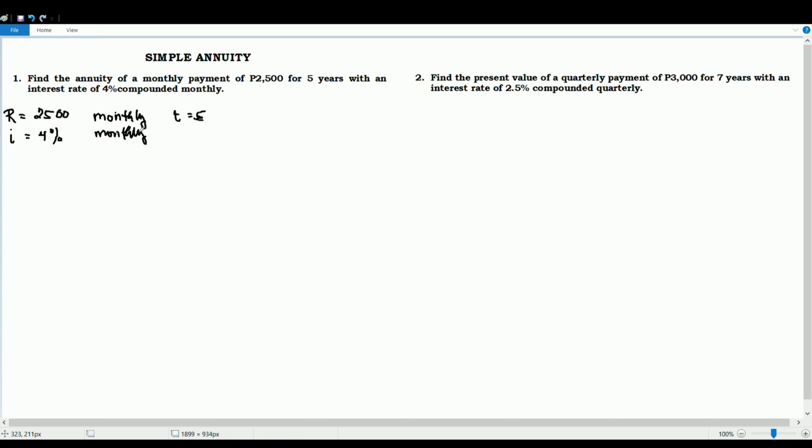They are both in months, per month, every month. Meaning, this kind of annuity is a simple annuity. Okay? Now we are looking for the value of A, the value of the annuity.